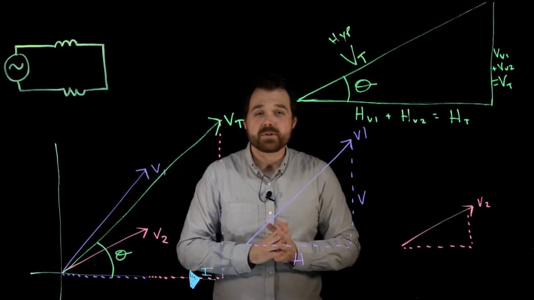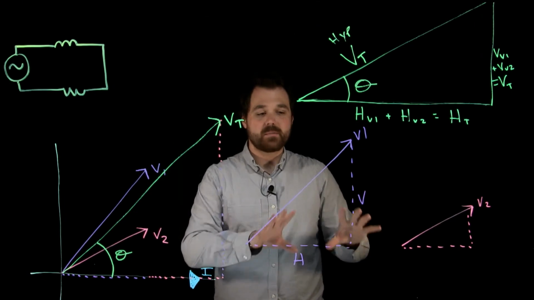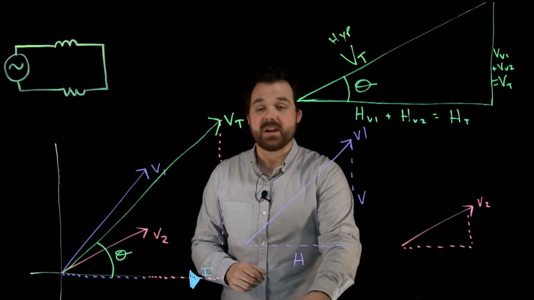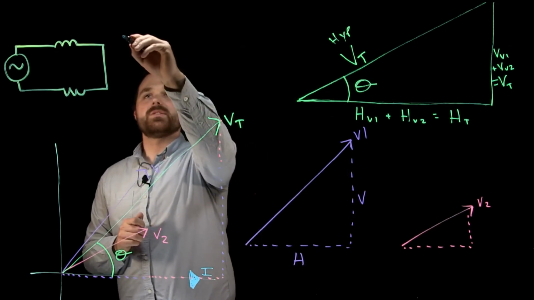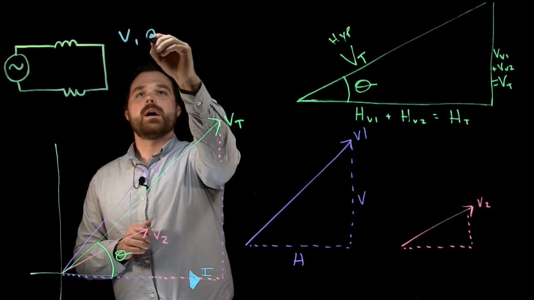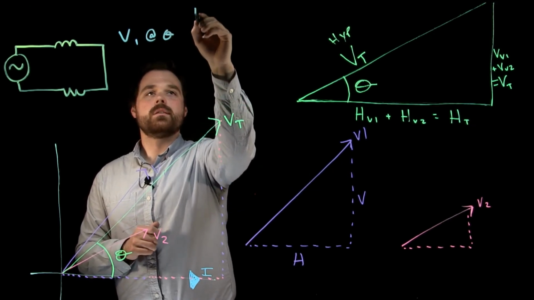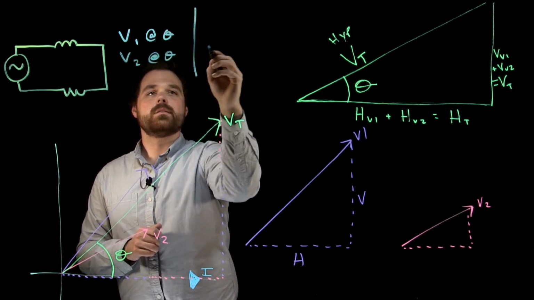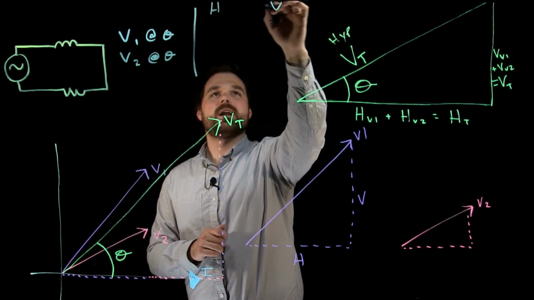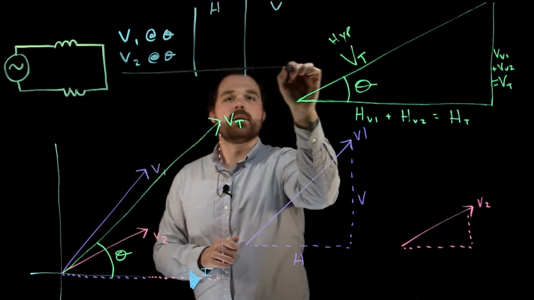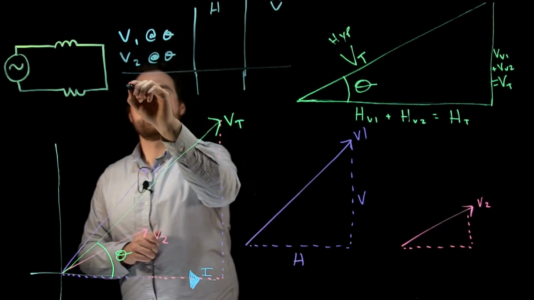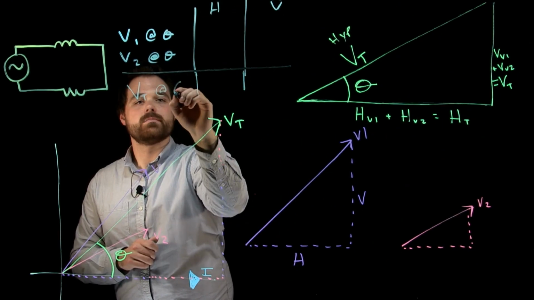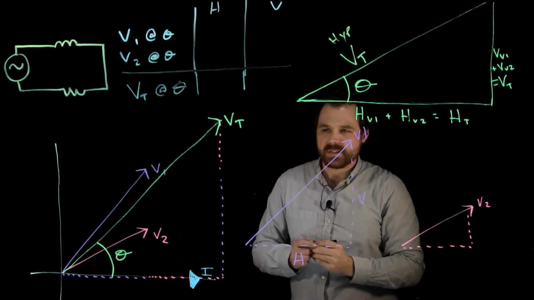So make sure you check out some future videos. I'm going to do some examples with numbers, and we're going to put all this information into what's called an HV chart. Basically, an HV chart will be V1 at some type of angle plus V2 at some type of angle, and we're going to add up the horizontals and add up the verticals to get our VT at some type of theta. Right, so exactly what we've done here.